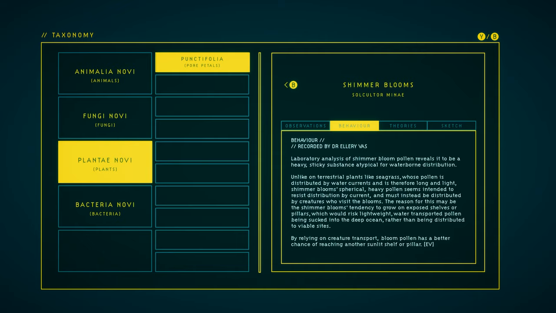Behavior. Laboratory analysis of shimmer bloom pollen reveals it to be a heavy, sticky substance atypical for waterborne distribution. Unlike on terrestrial plants like seagrass, whose pollen is distributed by water currents and is therefore long and light, shimmer bloom's spherical, heavy pollen seems intended to resist distribution by current, and must instead be distributed by creatures who visit the blooms. The reason for this may be the shimmer bloom's tendency to grow on exposed shelves or pillars, which would risk lightweight water-transported pollen being sucked into the deep ocean rather than being distributed to viable sites. By relying on creature transport, bloom pollen has a better chance of reaching another sunlit shelf or pillar.